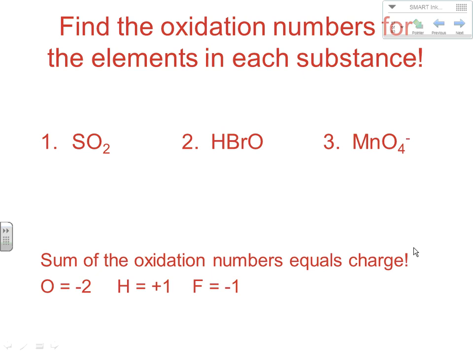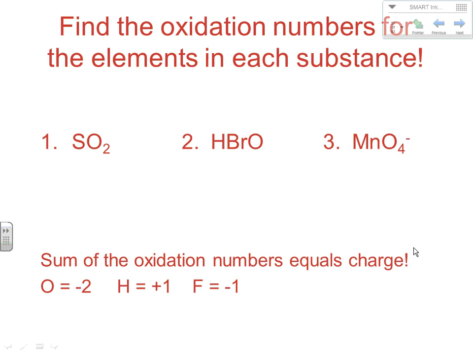Now, assigning oxidation numbers. Before we get into how to use them, we need to practice what we just looked at. So I want you to find the oxidation numbers for the elements in each of the following substances. First we have SO2. Remember a couple of fundamental things here. The sum of the oxidation numbers always equals the charge, and our O is typically -2, our H is typically +1, and our F is typically -1.